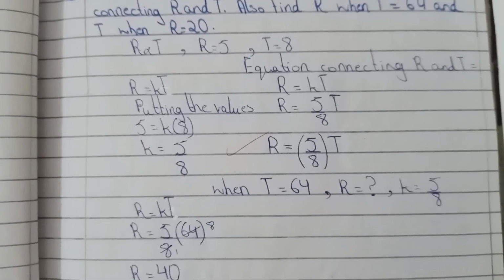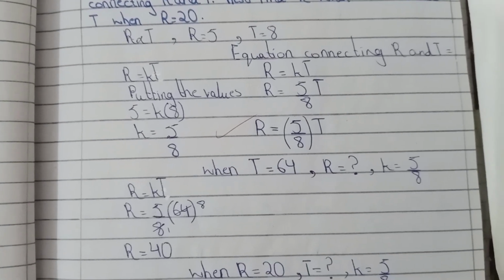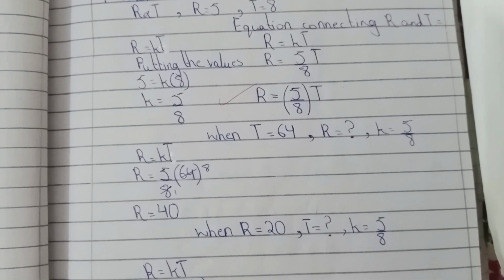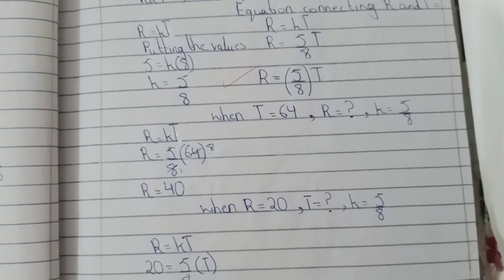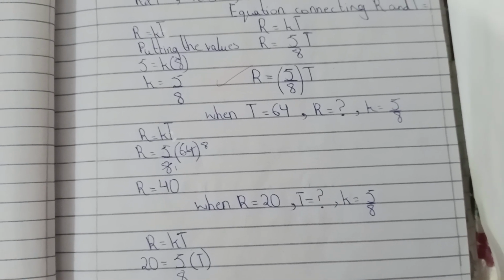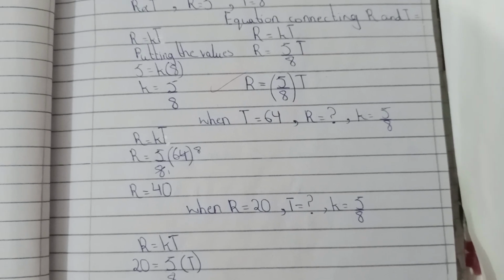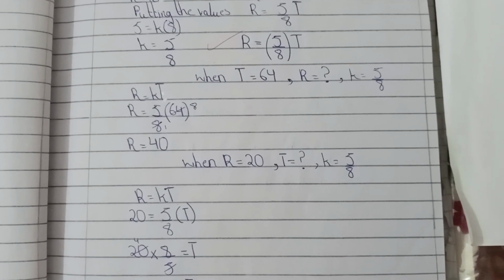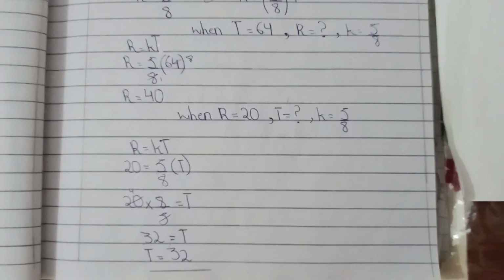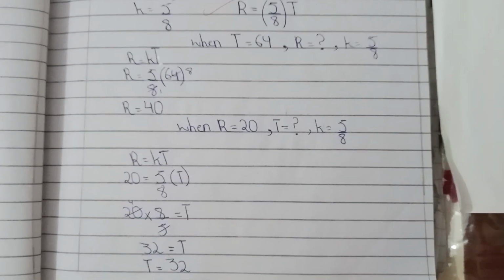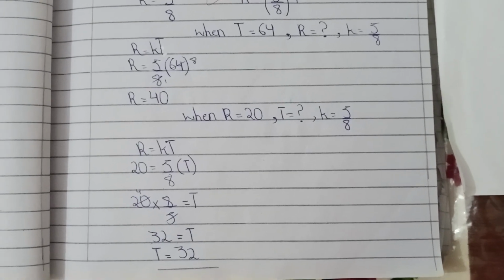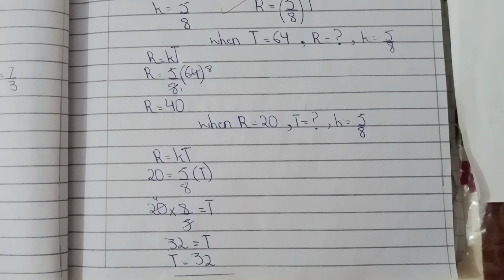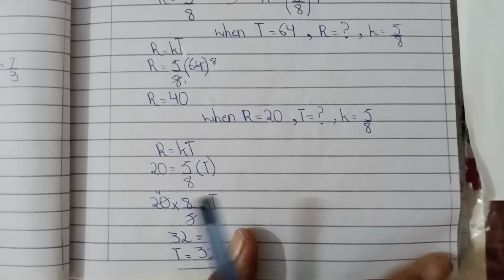Then the values are given, r is 5 and t is 8. By putting these values we get k is equal to 8. Now find the equation. We have done this. Also find r when t is given. T is 64 and r is unknown, and k we have calculated. By putting these values in the equation r equal to kt, we have got r equal to 40. In the next part, r is 20 and t is unknown, and k we have calculated. By putting these values in the equation r equal to kt, we have got t is equal to 32.